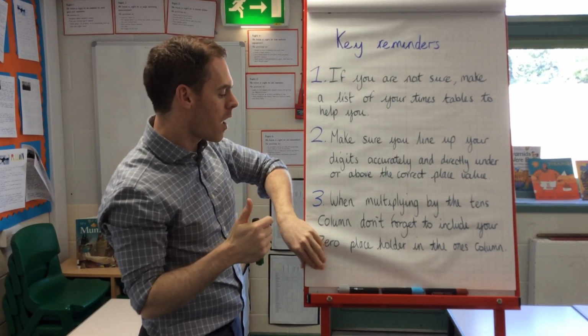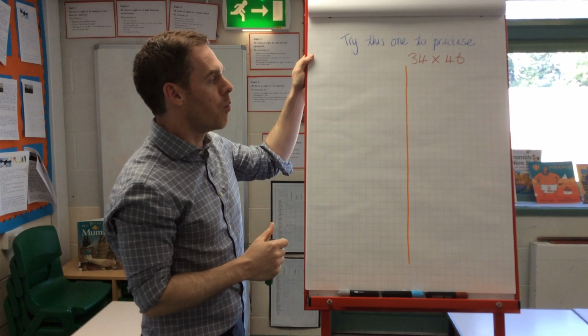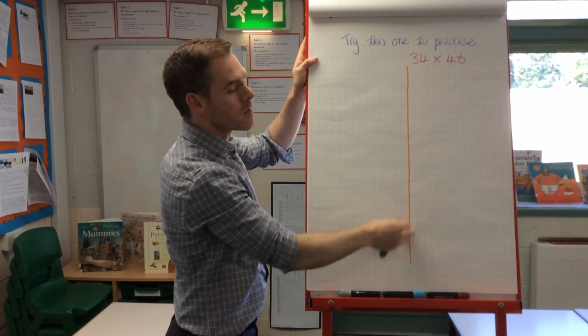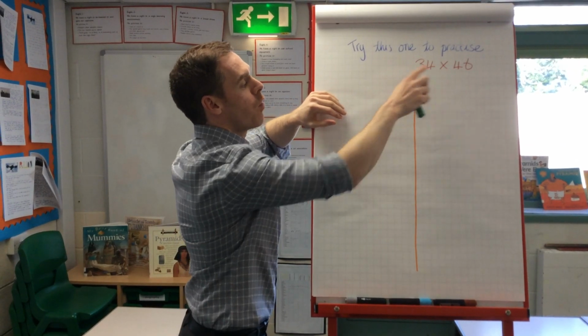Okay, we'll talk more about that in class, but if you want to, in the meantime, here's one to practice at home. So again, draw a line down a sheet of paper and try and do both methods. 34 multiplied by 46.